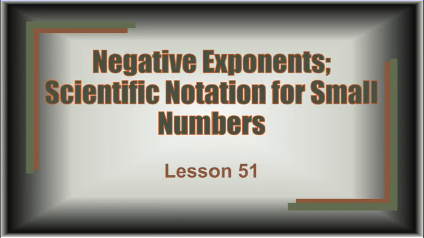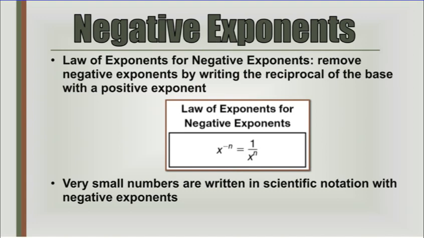Lesson 51, negative exponents and scientific notation for small numbers. First off, let's look at negative exponents. We've already learned that when we multiply like bases, we add the exponents, and when we divide like bases, we subtract the exponents. But what if our exponents are negative?